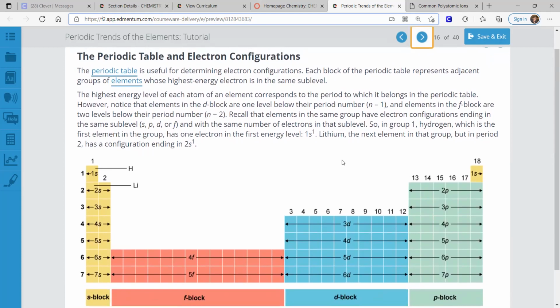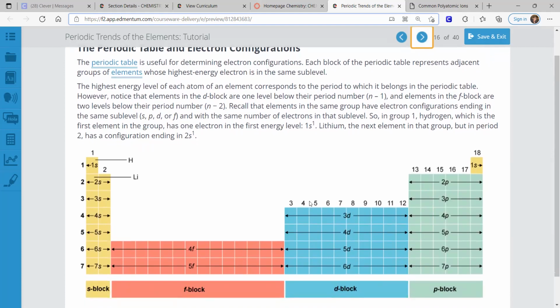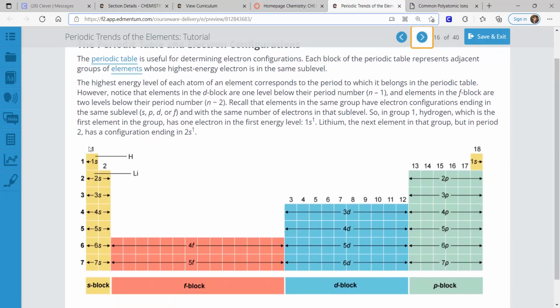Looking at the periodic table and electron configurations, you'll notice that the s's are here in the main group, the p's are on the other side near the nonmetals, and then we have the 3d block here, and then the f block for the inner transition metals. The d block is transition metals, the f block is inner transition metals.